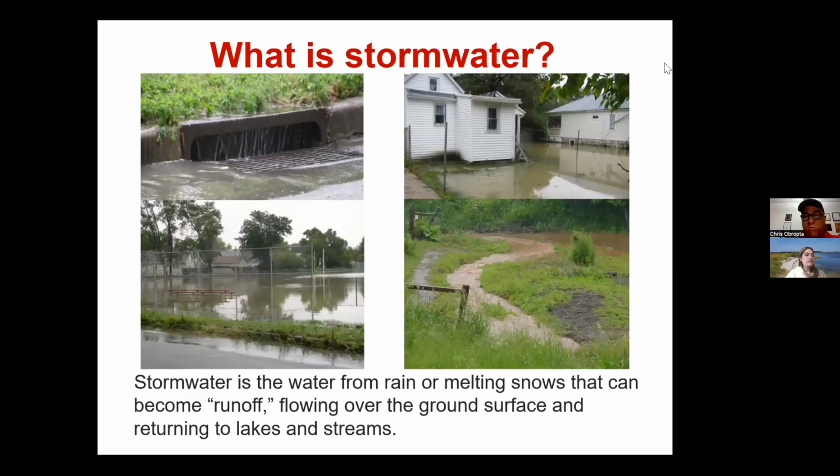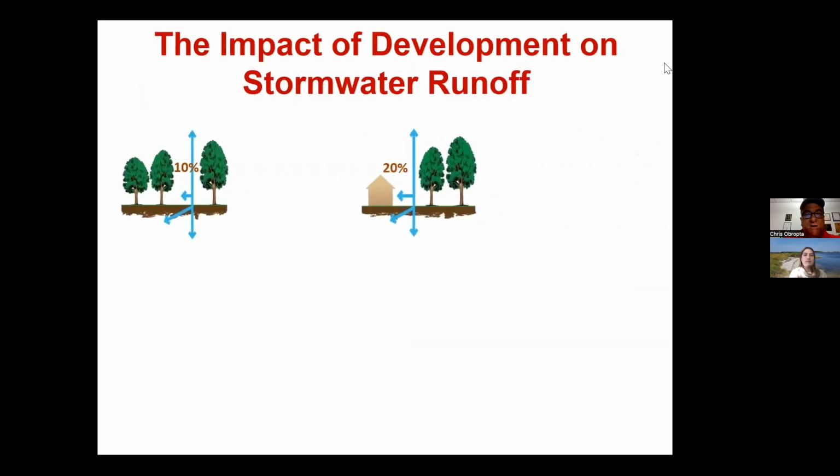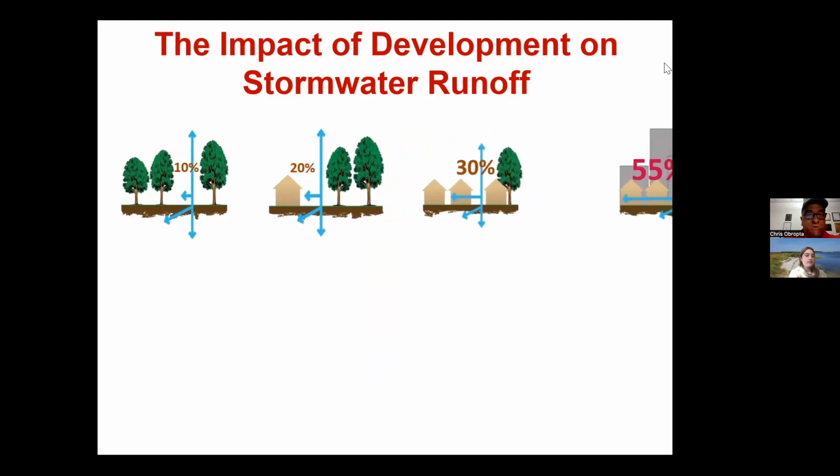So we're talking about stormwater runoff today. Whenever it rains or snow melts, that water travels across the surface, picks up pollution, and carries it to our waterways. Because we have a lot of impervious surfaces, more stormwater tends to run off in New Jersey.